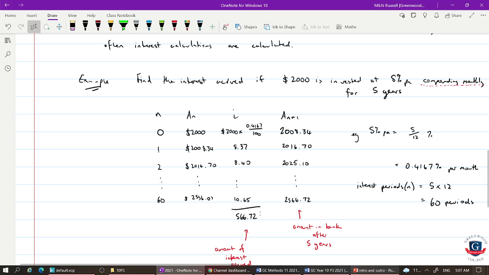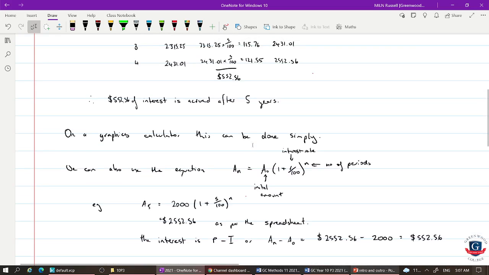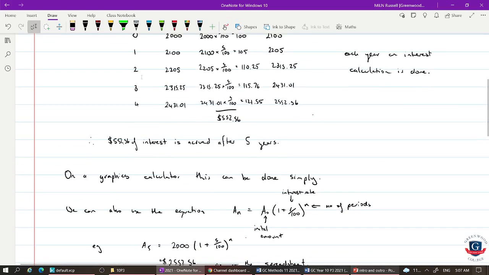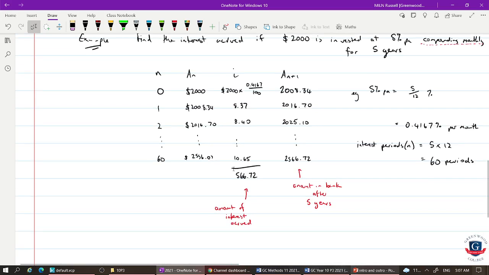We can see we're earning more interest if we accrue monthly. This is actually over the same period of time, over 5 years. Over 5 years we earned 552 interest if it was calculated yearly. If it's calculated monthly, we earn a little bit more, which is quite nice. The power of compound interest.